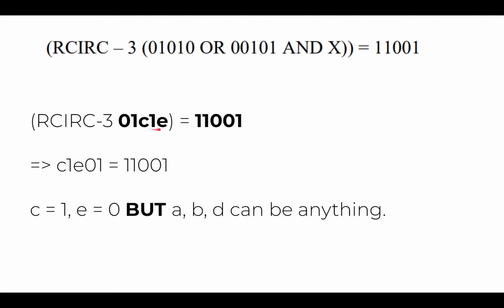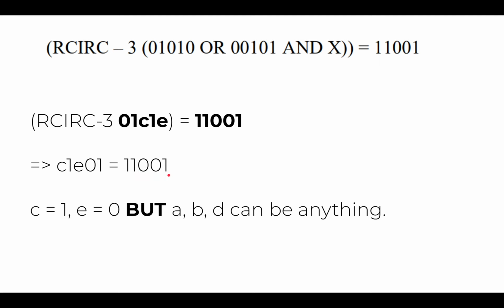So next we're going to R circ this. We plug it back in and R circulate. So what we have here, when we do this R circulation, we're going to circulate this all to the right. So we're going to take these 3 elements that are the rightmost and just circulate them all the way back to the leftmost side of the equation. So we're left with C1E01 equals 11001. For this expression to be true right here, C has to equal 1 and E has to equal 0 for this to be true.